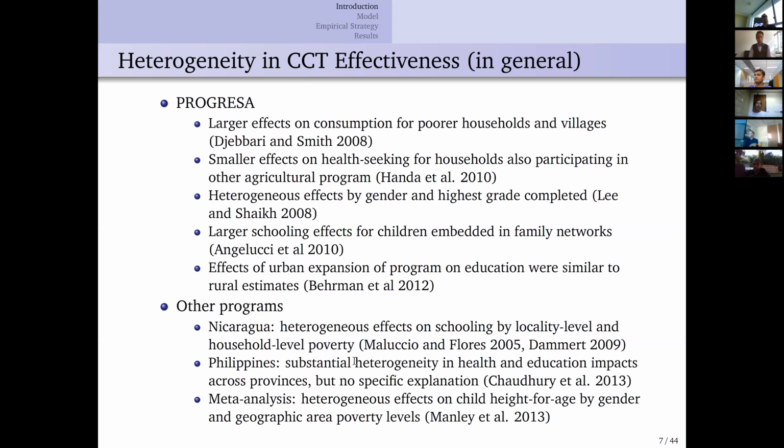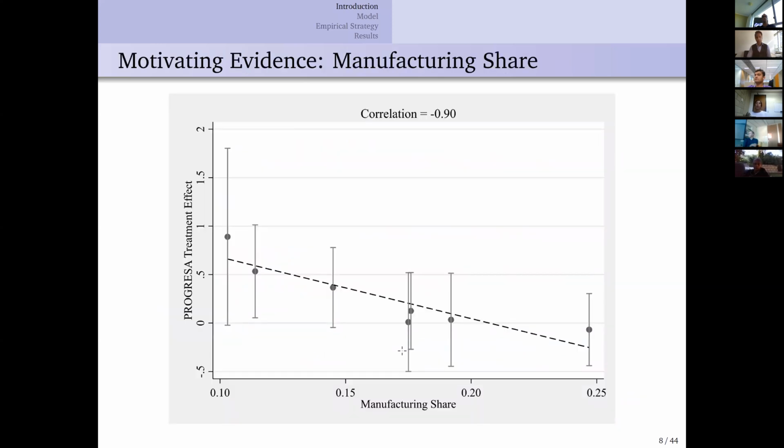And so, we've looked at heterogeneity in other dimensions. These might be the more relevant ones. Why am I interested in labor market conditions? Well, one good figure to show you to motivate why we think labor market conditions might matter is the following, this figure right here.